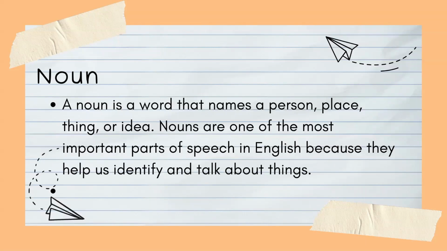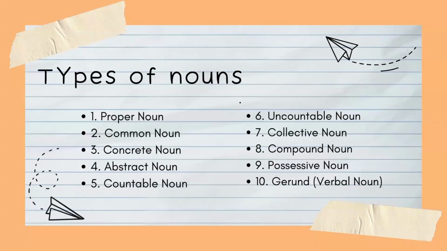A noun is a word that names a person, place, thing, or idea. Nouns are one of the most important parts of speech in English because they help us identify and talk about things.